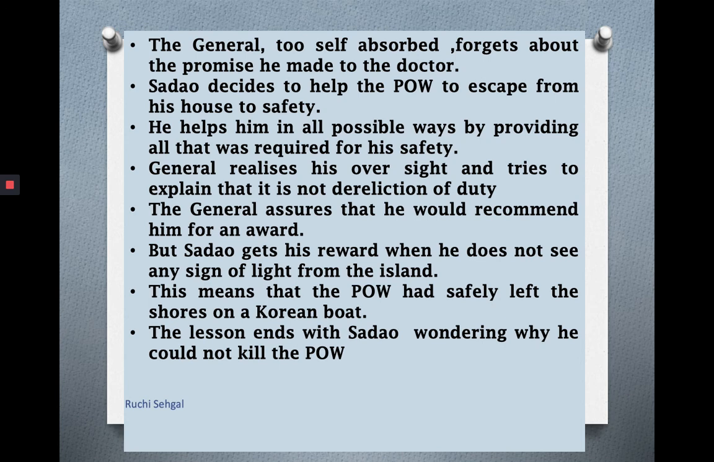The lesson ends with Sadao wondering why he could not kill the prisoner of war. In fact, the last line, even I wonder, because it says, "Strange, he thought, I wonder why I could not kill him." Yes, and just before that, he is actually thinking about all the things that he faced when he was in America. He thinks about his slatternly landlady, and he thinks about his professor of anatomy. He thinks about all the racial discrimination that he had to face. He thinks about how it was very difficult for him to find even a house in America when he was there as a student. He thinks of all the bad things that happened over there, and yet he wonders why he could not kill the POW. Yes, children, why?